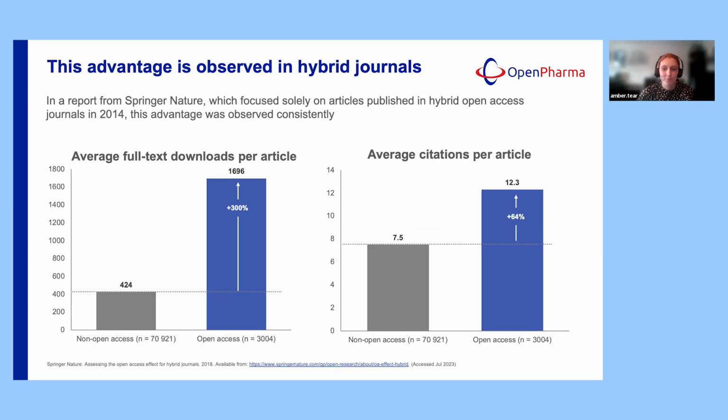114% for hybrid open access articles. Next slide, please. And these advantages are consistent across hybrid journals, which publish both subscription and open access publications. In fact, in a report from Springer Nature, which focused on articles solely published in hybrid open access journals, open access articles had a 64% increase in citations and a 300% increase in article downloads compared with subscription-only articles.